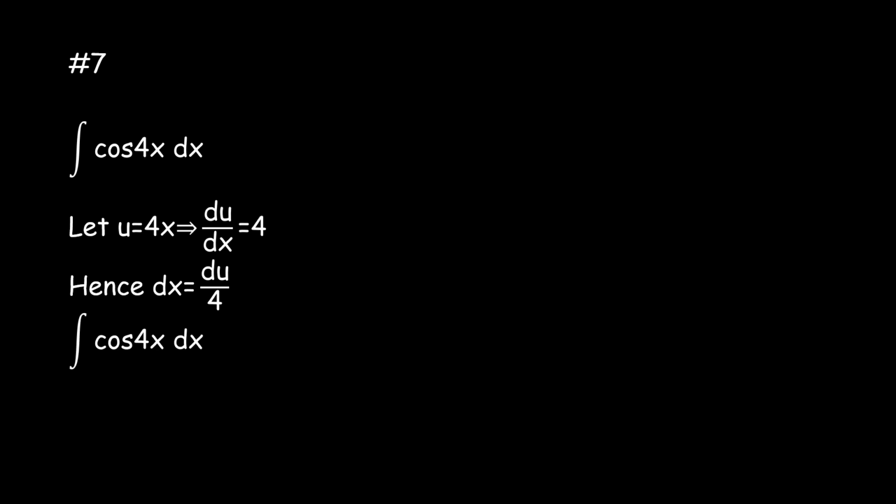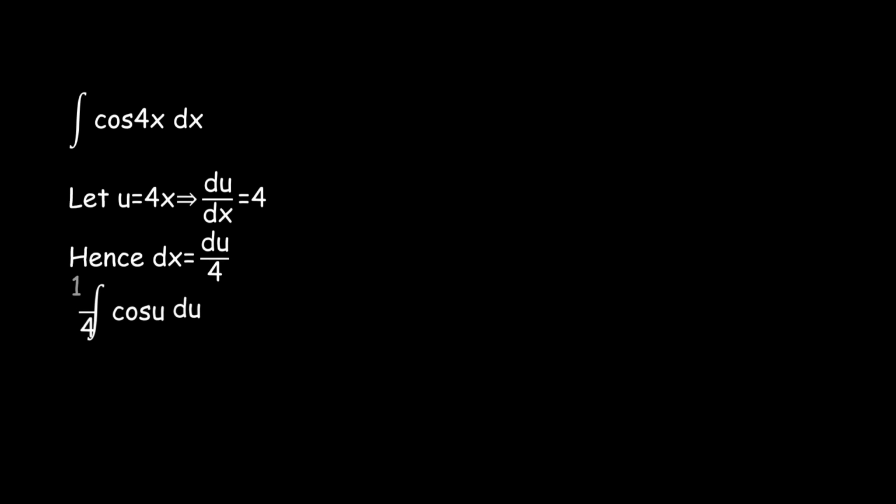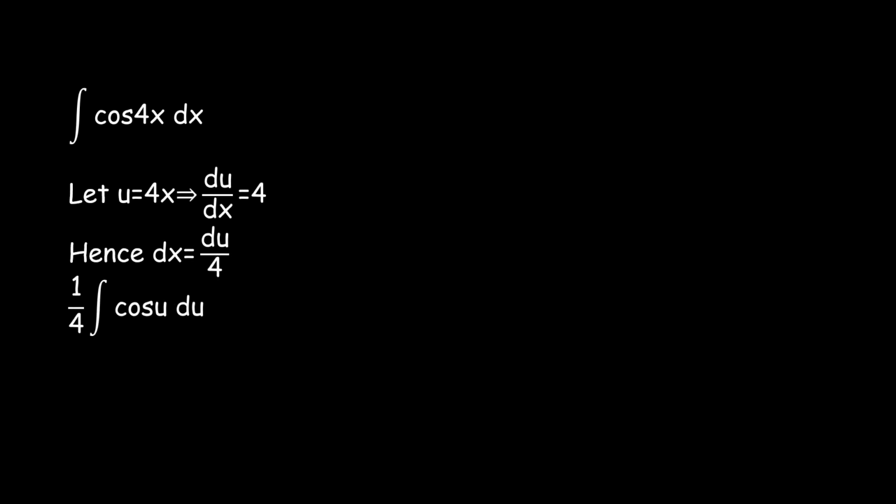Now we'll have to replace this into the original equation, and then this gives us the integral of cos u du over 4. We take out the constant, and then we integrate cos u. This would give us 1/4 sine u plus c, and putting back the value of u in there, we would have 1/4 sine 4x plus c.